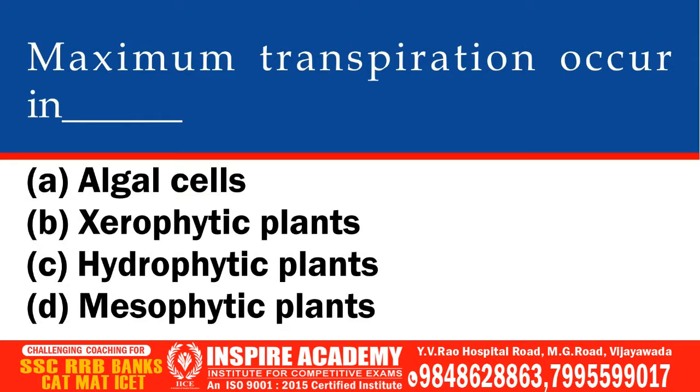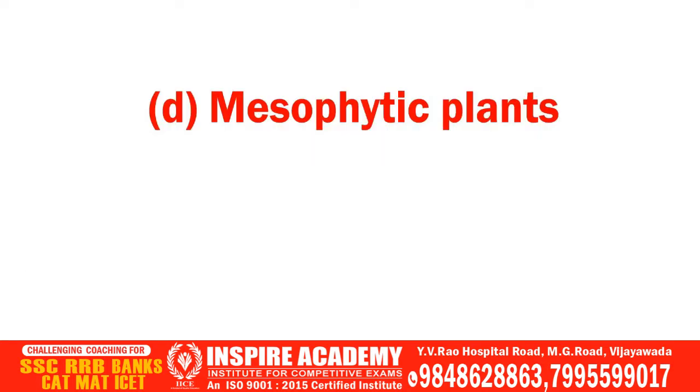Maximum transpiration occurs in algal cells, xerophytic plants, hydrophytic plants, mesophytic plants. And the correct option is mesophytic plants.